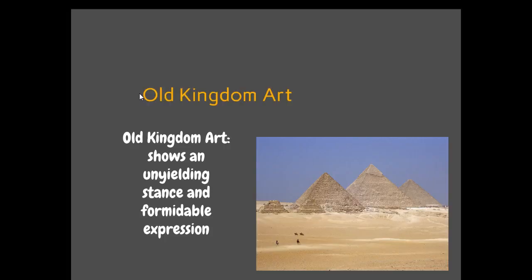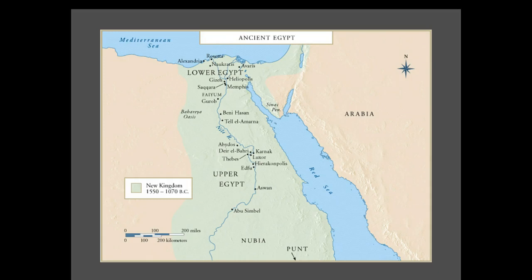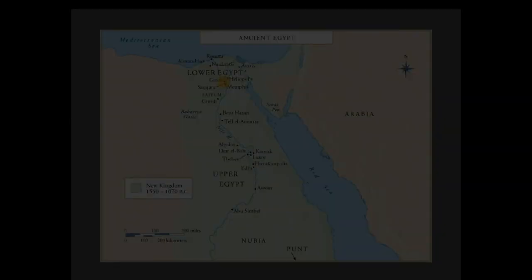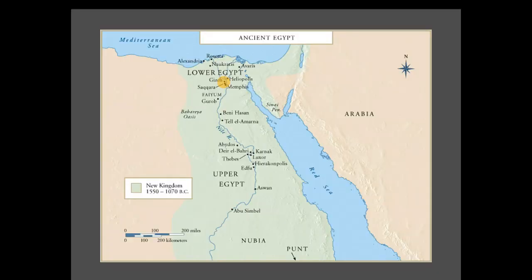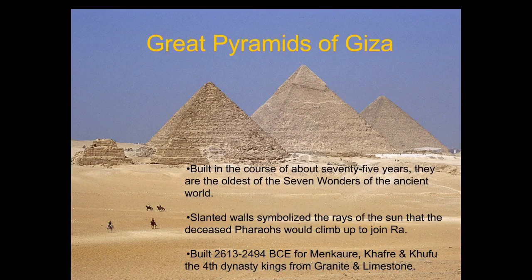Okay. So we're going into the Old Kingdom. The Old Kingdom art shows an unyielding stance and formidable expression. So this would be New Kingdom, but we're talking about Giza. See Giza up there? Right there, we're in Lower Egypt. So the Great Pyramids of Giza.